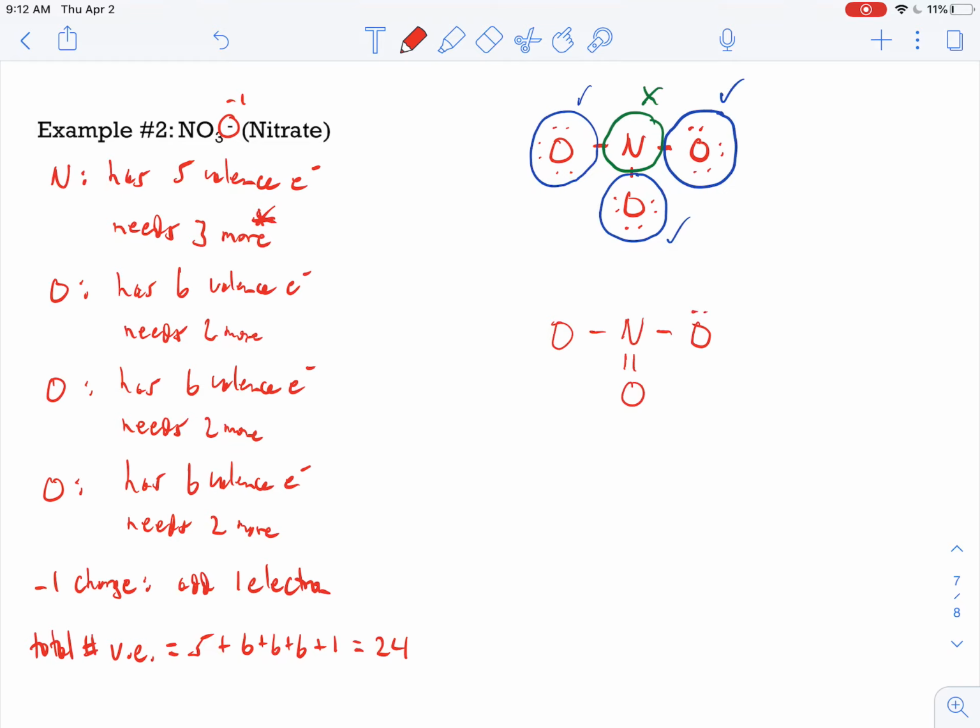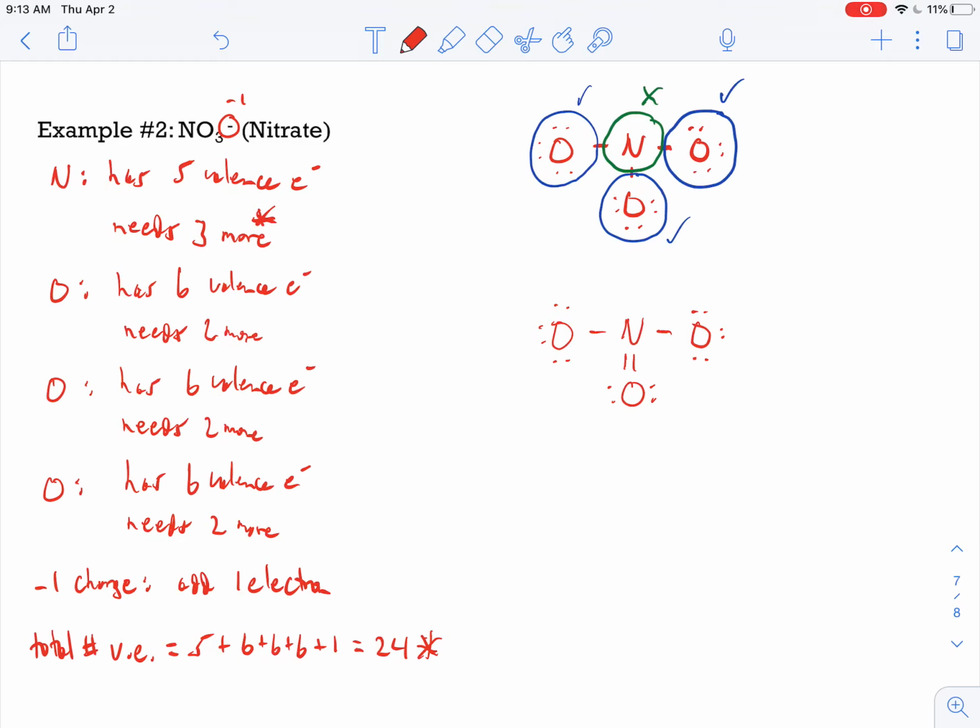We're now going to add in 9, 10, 11, 12, 13, 14. So we're at 14 right now. This bottom oxygen only needs 4 more electrons. So we have 15, 16, 17, 18. Go over to the left. 19, 20, 21, 22, 23, 24. So we've taken care of the 24 electrons we have in total.